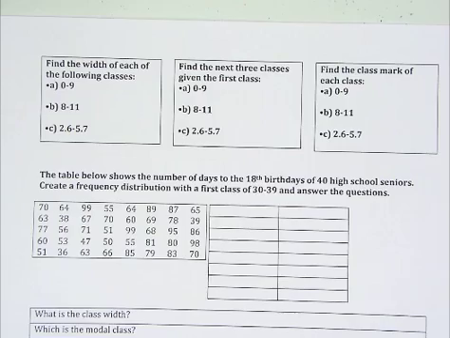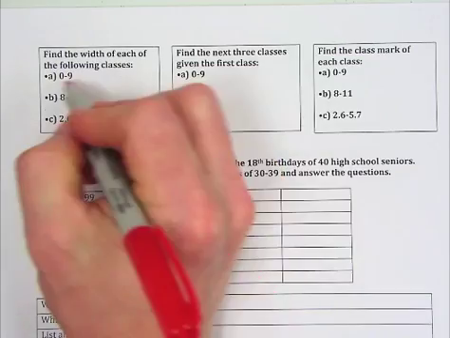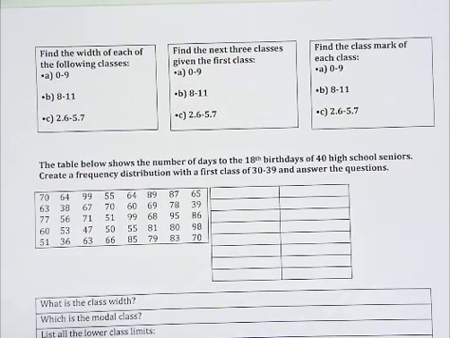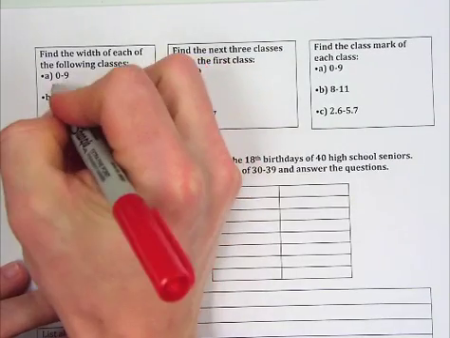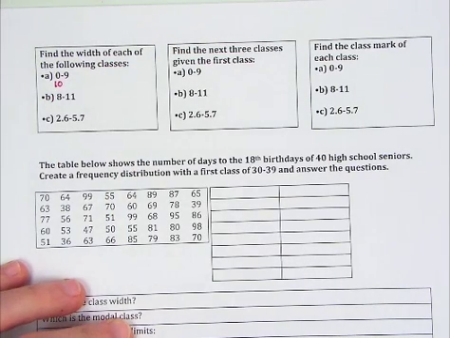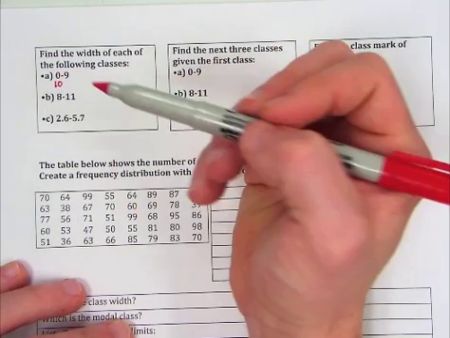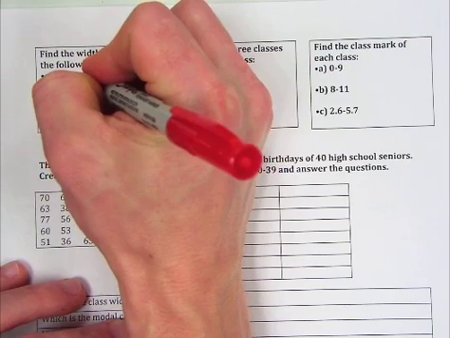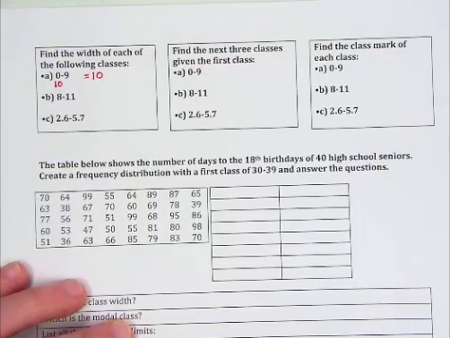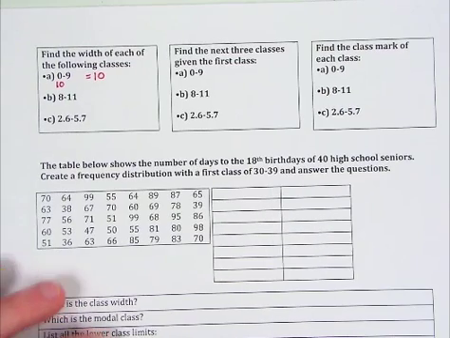Next up, we just want to practice these skills a little bit. So find the width of each of the following classes. So if we're just given 0 through 9, one thing we can think about is what would be the next class? Well, the next one would start at 10. And if we know the class width is the difference between the lower limits, we would do 10 minus 0, and so our class width would equal 10. You could also count the numbers from 0 through 9 to get your answer there.